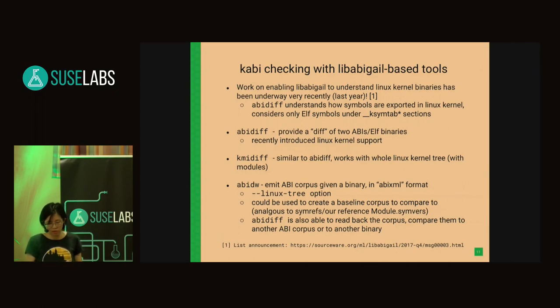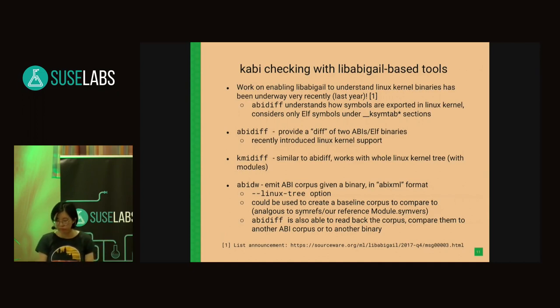And then lastly, there's also ABIDW. This tool is able to serialize and produce a textual representation of the ABI of a binary. In ABI speak, it produces an ABI XML format. It also understands the Linux kernel tree, so you can give it the Linux kernel option. That was a pretty recent addition. This tool is pretty useful because you could use it to create a baseline ABI specification that you could compare with another ABI specification or another binary. This is pretty analogous to what we have now as our reference modules, inverse, and symbol references files.